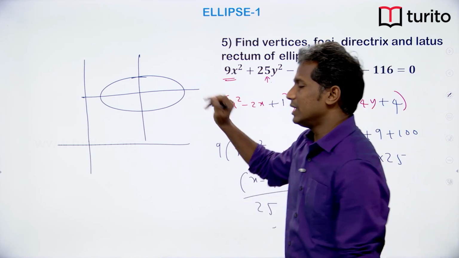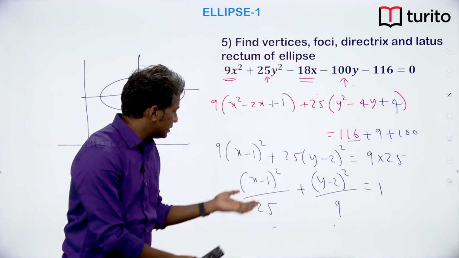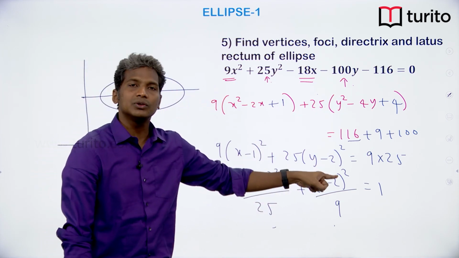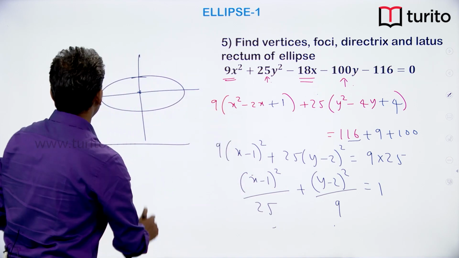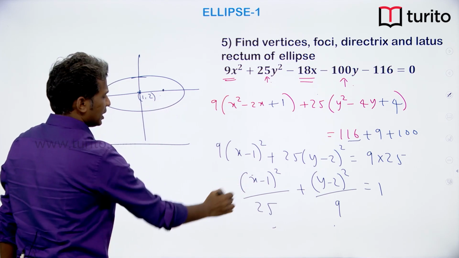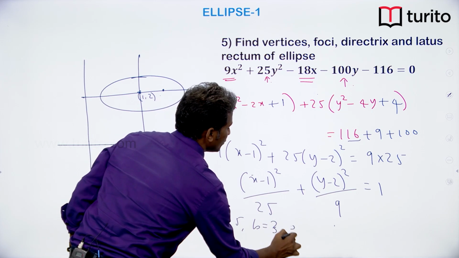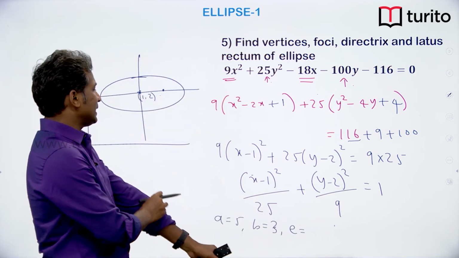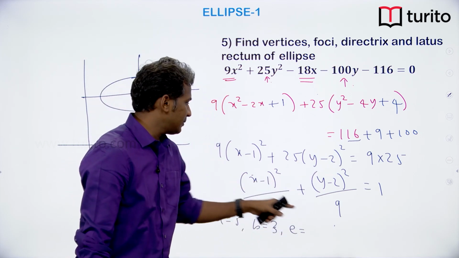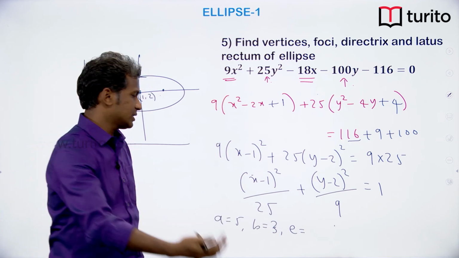Okay. So, now in this we know that the center is the point where these both terms become 0. So, x equal to 1 and y equal to 2 is the center. So, here we can take the point as 1 comma 2. Okay. Now, we know a here, a is 5 units and b is 3 units. What about e? We can directly get e as root of 1 minus b square by a square. So, 1 minus 9 by 25 whole root, that becomes 16 by 25 whole root, which is 4 by 5.